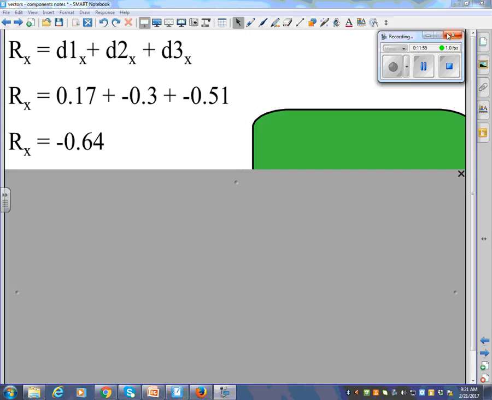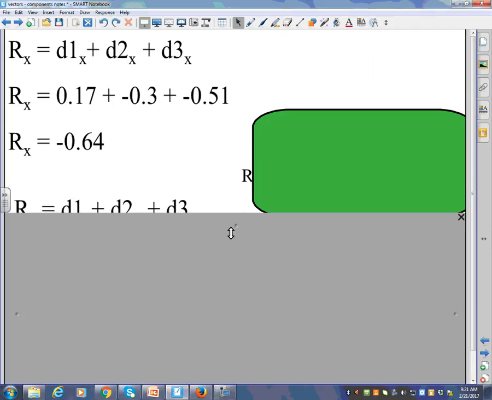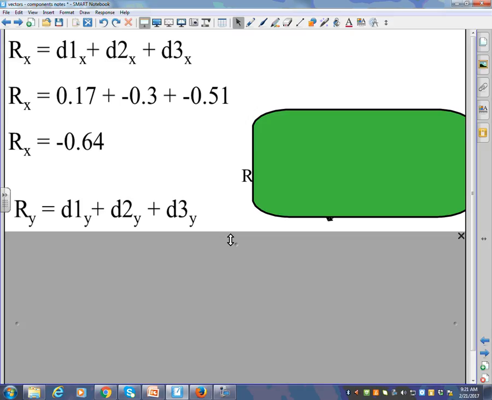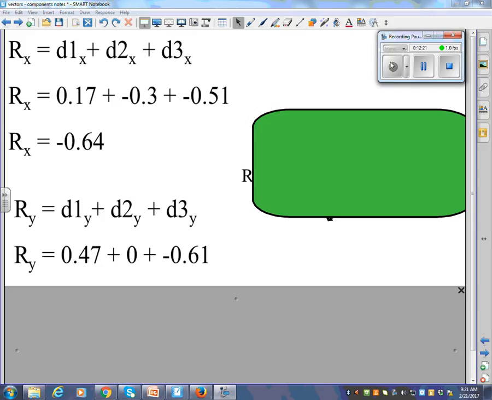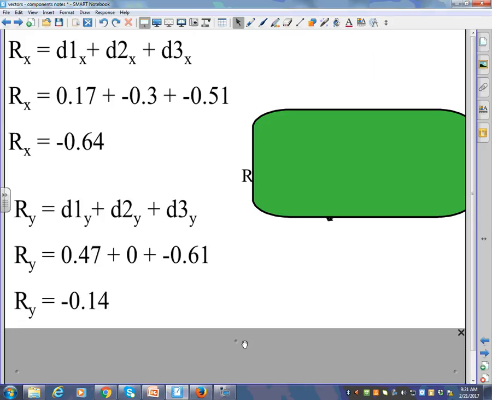And now what do you do with the y's? Back to the same thing, right? Just add the y's together. Ry is d1y plus d2y plus d3y. I'm going to leave that covered up while you guys write down the answer. And you should get an Ry of minus 0.14.